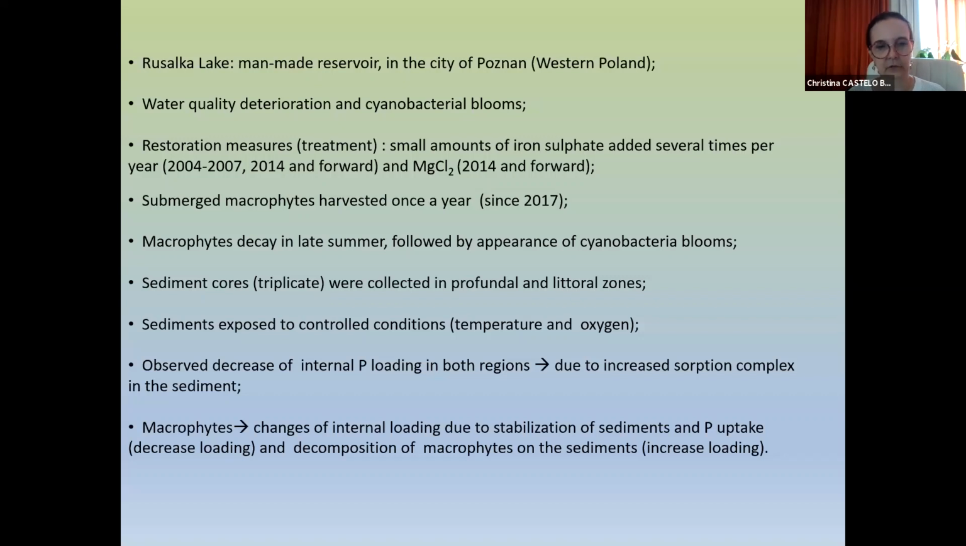Sediment cores, in triplicate, were collected in profundal and littoral zones. Sediments were exposed to controlled conditions of temperature and oxygen. Observed decrease in internal P-loading in both regions due to increased sorption complex in the sediment. Macrophytes: changes of internal loading due to stabilization of sediments and P uptake decrease the loading, while the decay of macrophytes on the sediments increases loading.